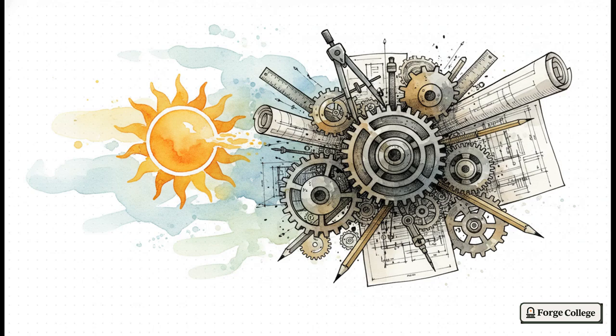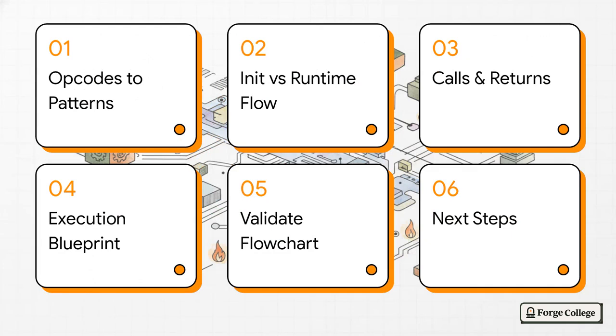Today, we're going to look at the EVM blueprint strictly from the perspective of an architect. We aren't just staring at lines of code today. We're taking a step back to look at the structural patterns that actually make this engine hum. Here's our blueprint for today. We're going to go from opcodes to patterns, look at initialization versus runtime flows, map out calls, returns, and reverts, map the overall execution blueprint, validate our flowchart, and then wrap up with some next steps.